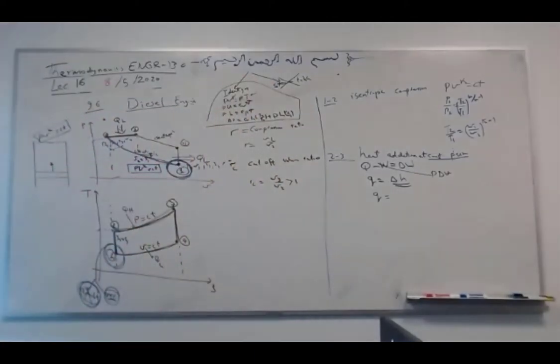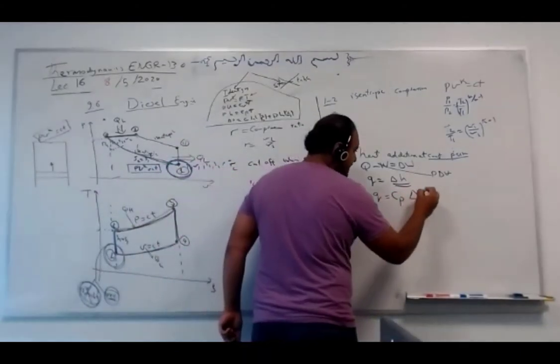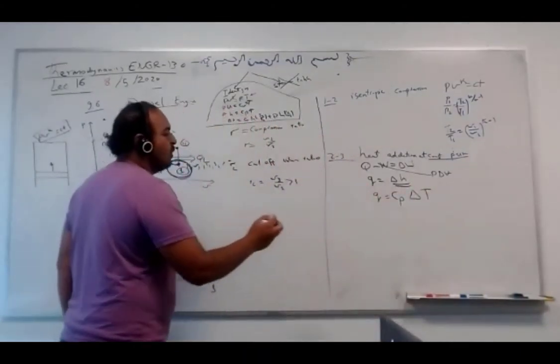So for here, Q equal what? CP times T2 minus T1. Exactly, delta T, T2 minus T1. This is Q high. That's it.